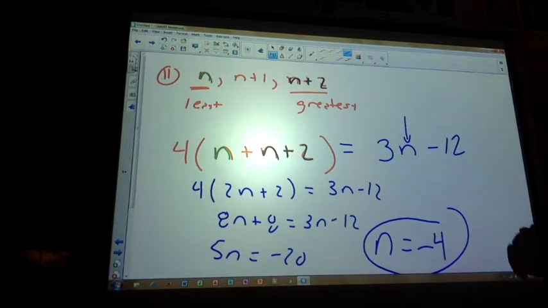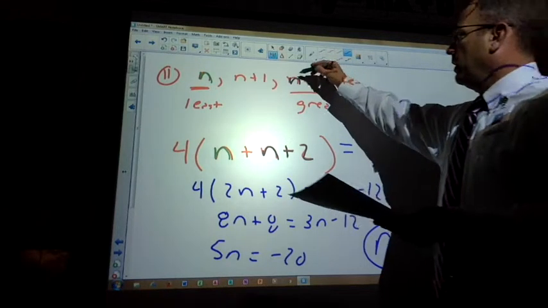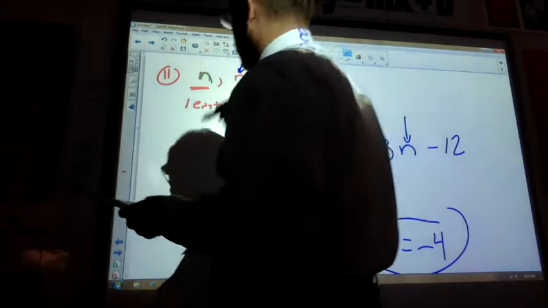We said the least integer was n. We know that n is equal to negative 4. Do we need to find all the rest of the integers? Doesn't ask for it. If we wanted to, we just add 1 to that. So negative 4 plus 1 is negative 3. Negative 4 plus 2 is negative 2. Good try, though. Each time you're plugging this in for n, you plug negative 4 in each time there.